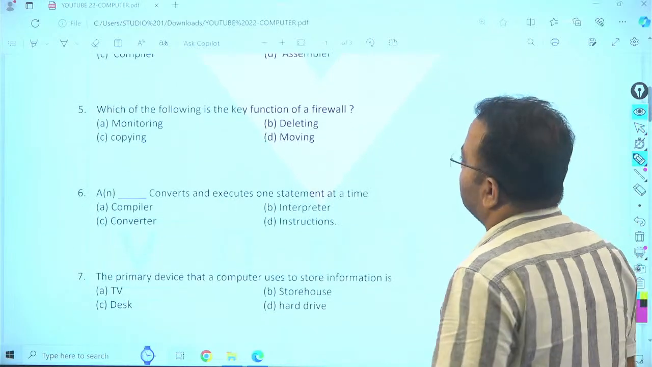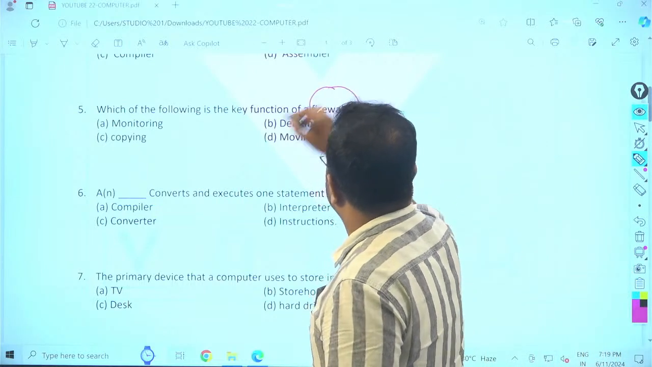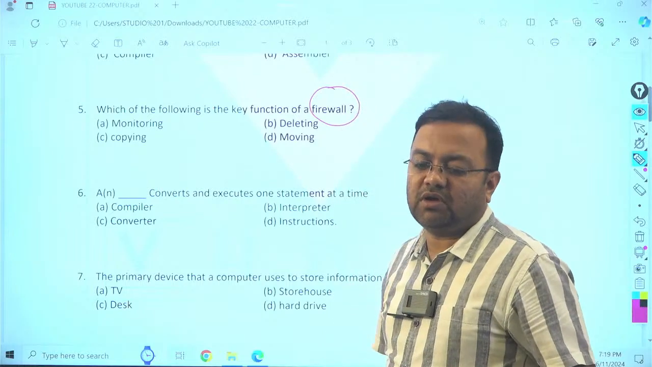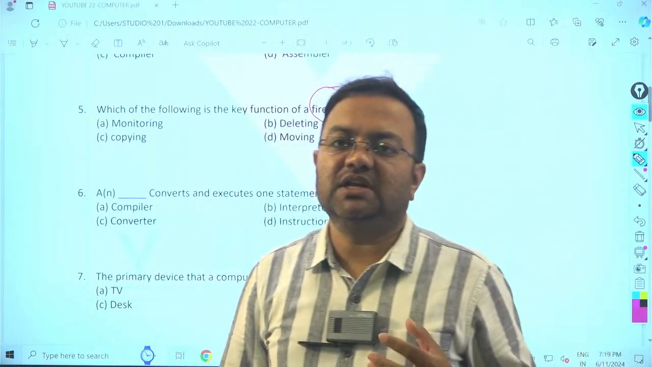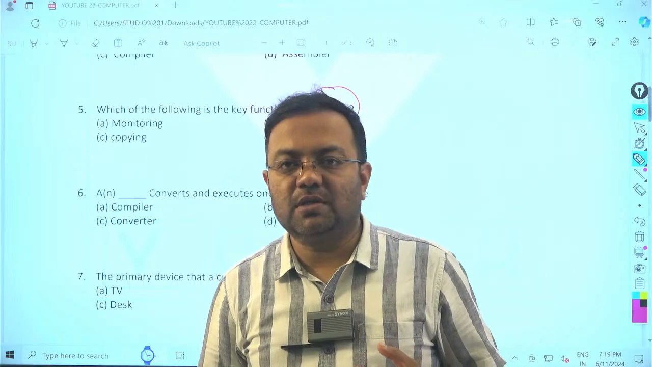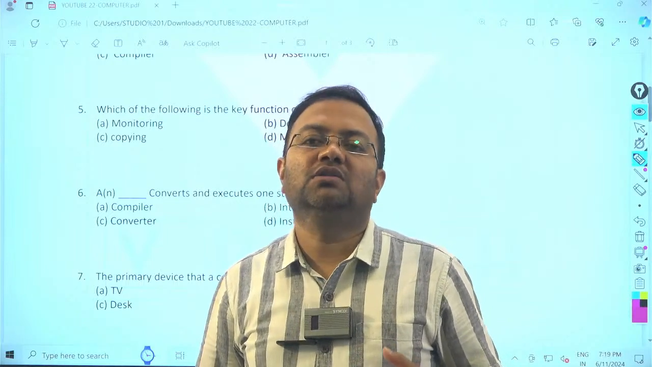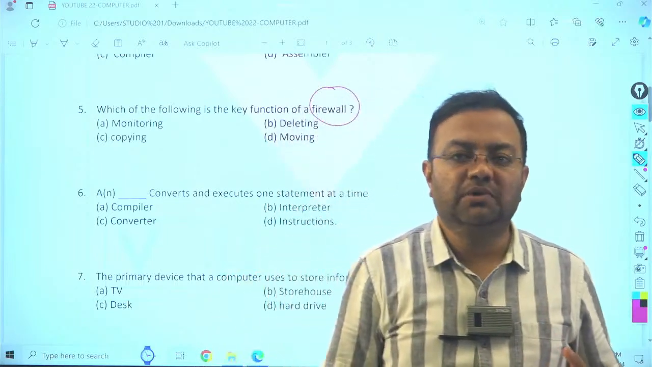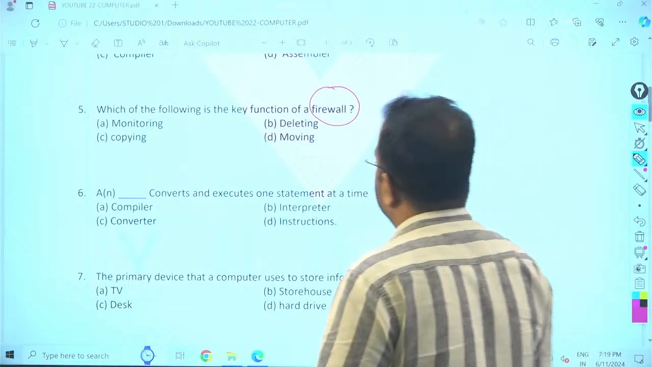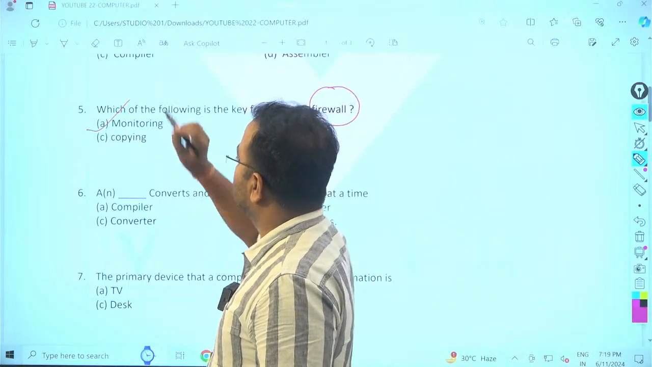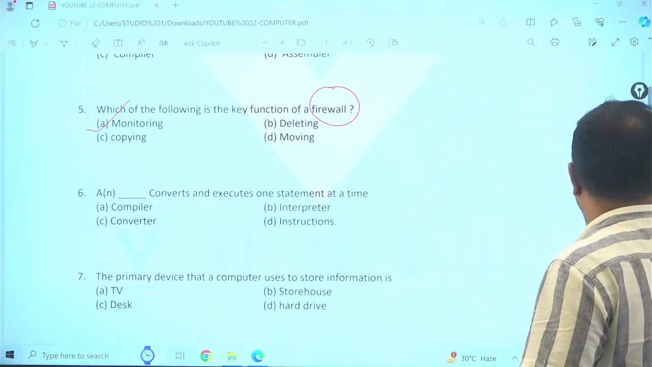So in question number 5, which of the following is a key function of a firewall? So it has asked what is the functioning of a firewall. So students, we have already discussed this term firewall. It is a utility tool present in every computer system, and basically works as a protective barrier and protects our system from unauthorized access, as well as monitoring the computer system for unauthorized access over the medium of internet. So question number 5, we can choose here option A, monitoring. Okay, so the firewall is used basically for the monitoring purpose, right?